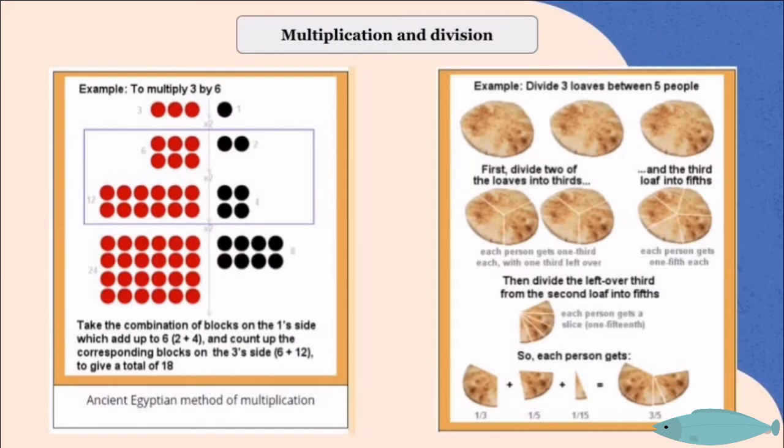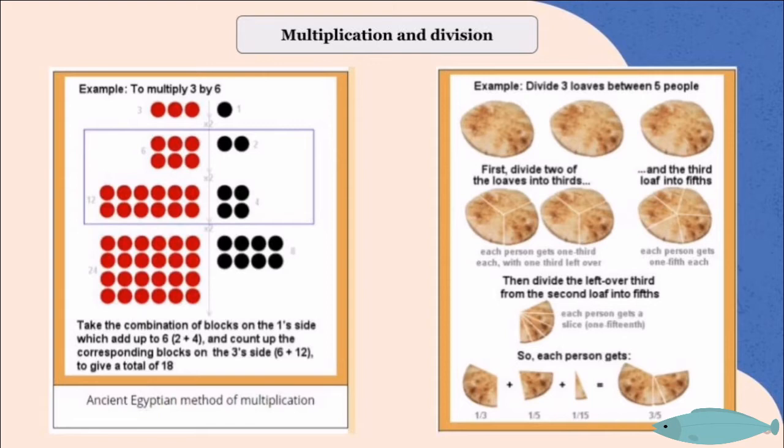Next is about multiplication and also division. As you can see, the first picture shows an example of the ancient Egyptian method of multiplication. To multiply 3 by 6, first they take the combination of blocks on the first side which add up to 6, in the bracket of 2 plus 4, and count up the corresponding blocks on the third side, 6 plus 12, to give a total of 18.